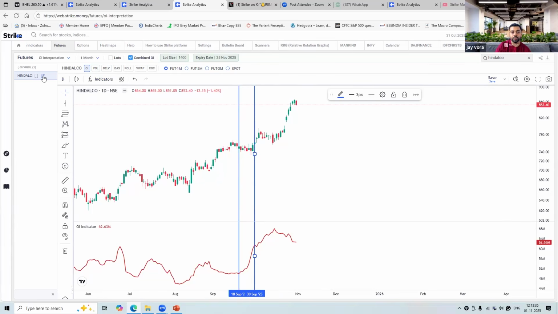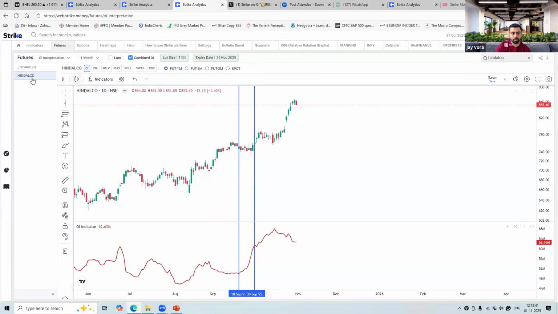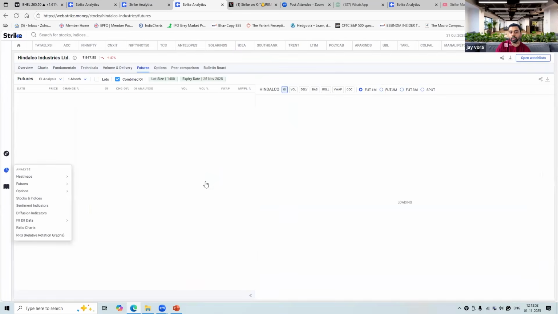After the second line you drew, the price is in consolidation more or less, but the open interest is continuously rising. So people might have expected कि ये गिर जाएगा ना because ये बहुत ऊपर गया है. And post that the open interest is going down after the price has gone up. Yeah, that is what I told you.